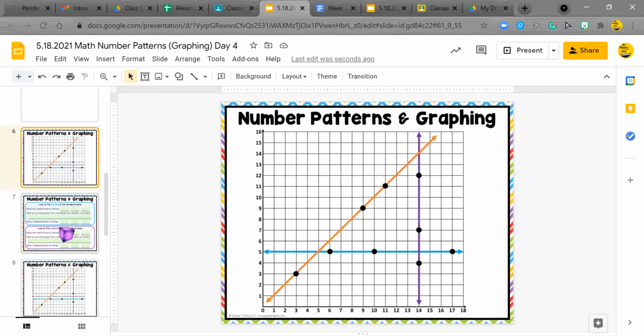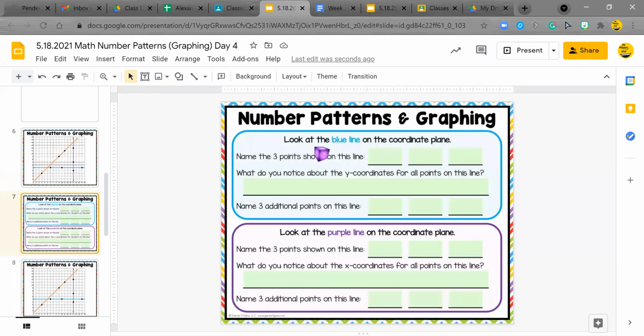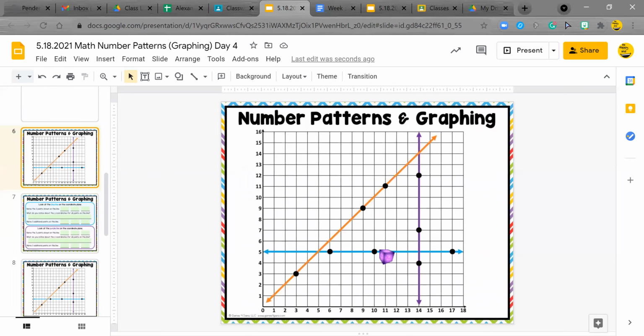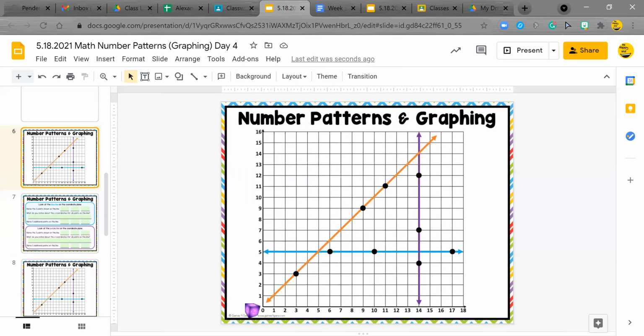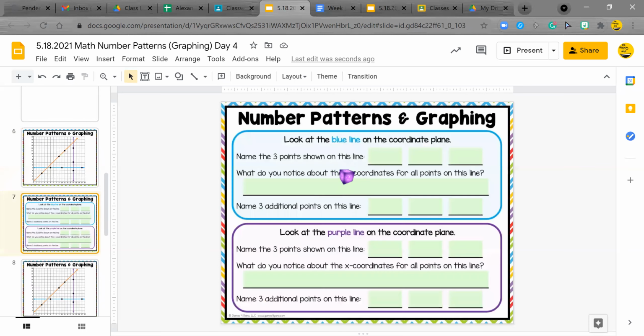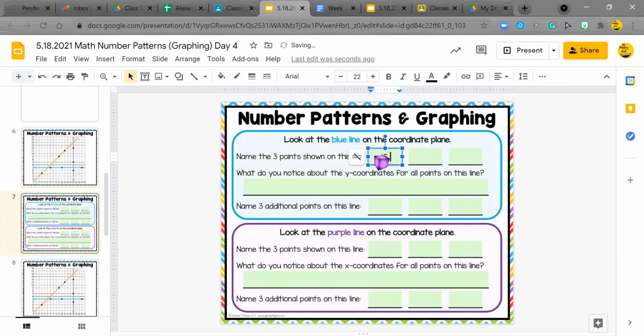So let's go look at some questions. It says, look at the blue line on the coordinate graph. So apparently we're looking at this line. It says, name the 3 points shown on this line. Okay, we can do that. So I'm going to walk over. I have 6, 5. So right here in ordered pairs, I'm going to write 6, 5.